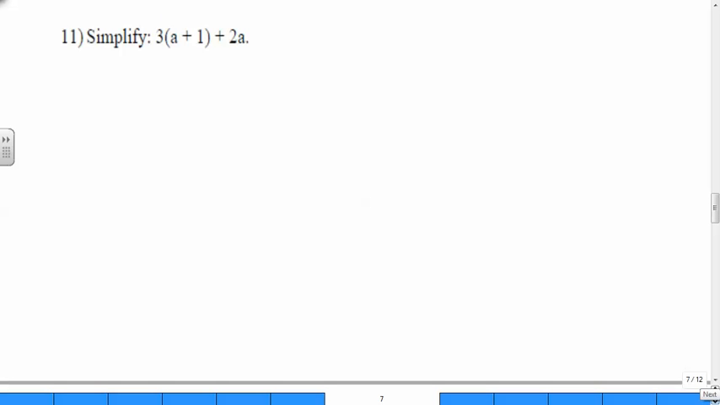Simplify. 3 times parentheses a plus 1 plus 2a. Now what should we do here? Do you guys remember the distributive property?